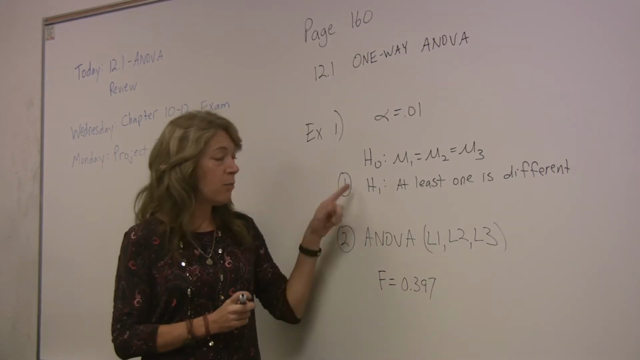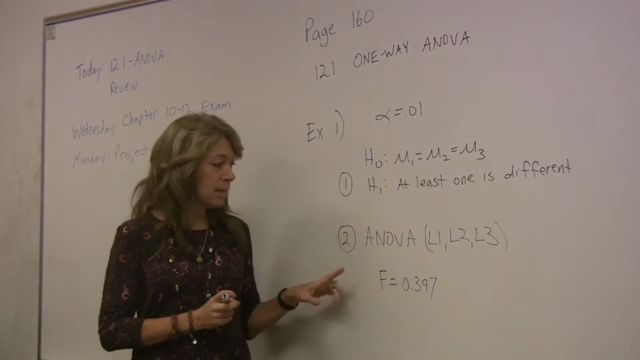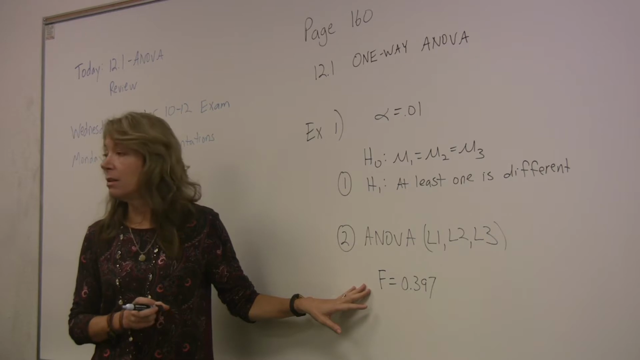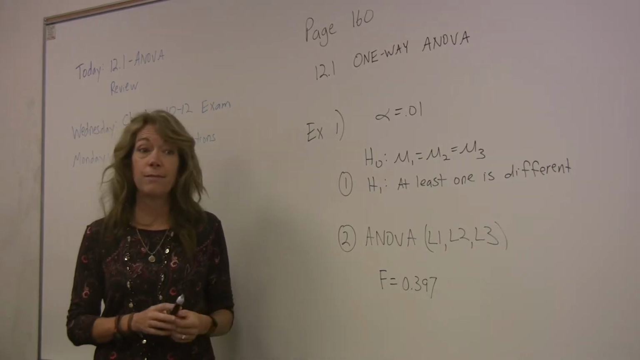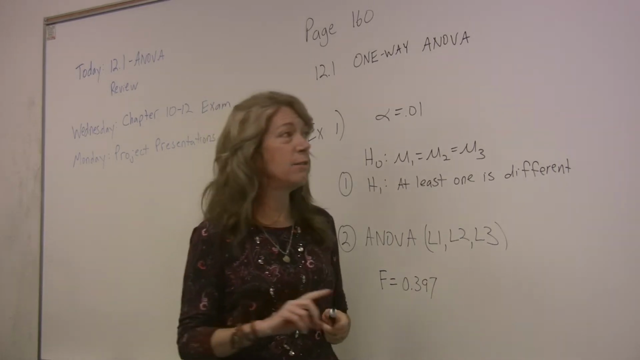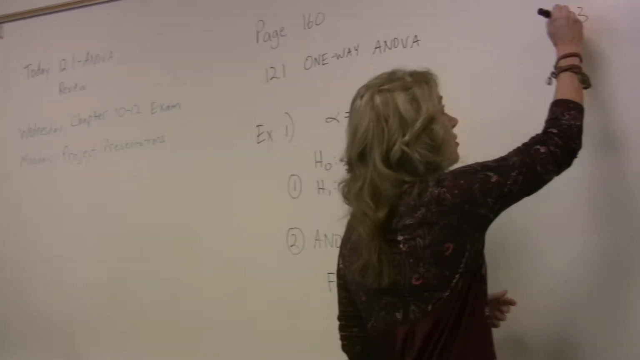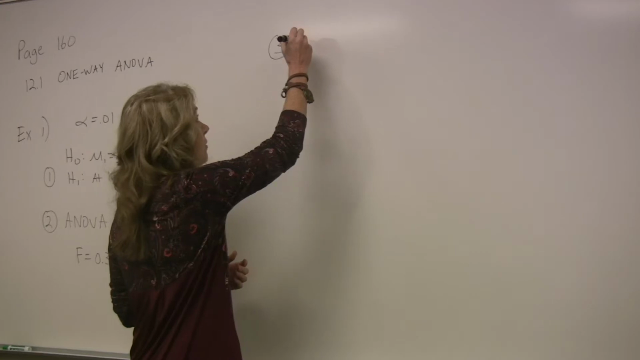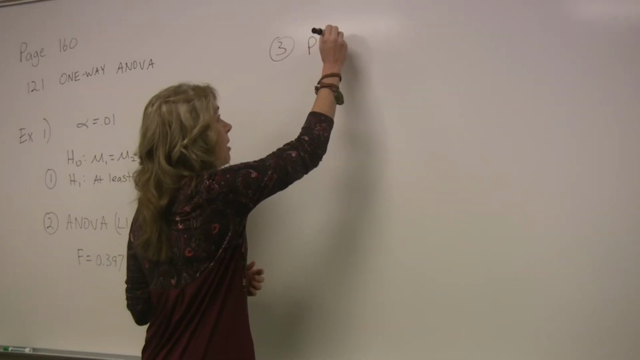So step 1 is to write our 2 hypotheses. Step 2 is to get your test statistic. Step 3, p-value or critical value. We don't do critical values with F-tests because that sheet is very complicated. We don't even give it to you. So we're going to use the p-value method.